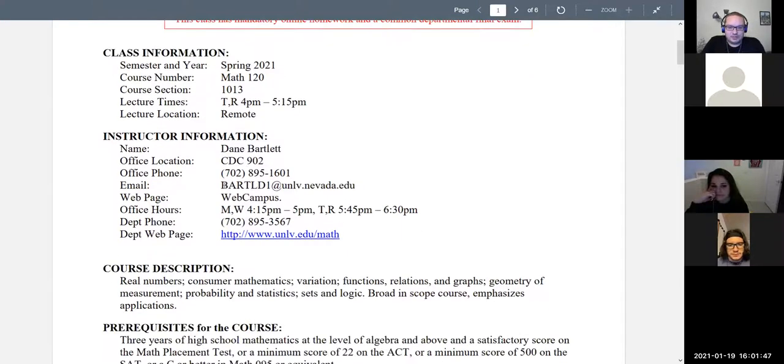The best way to contact me is through my email, which is bartld1@unlv.nevada.edu. And I did this in all caps because there's both an L and a 1 in my email, which is hard to distinguish if it's lowercase. The webpage that we're going to be using just to coordinate everything is Web Campus.